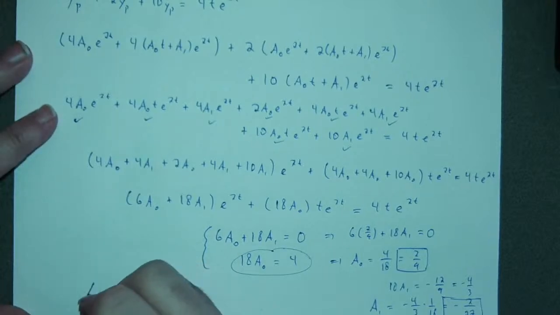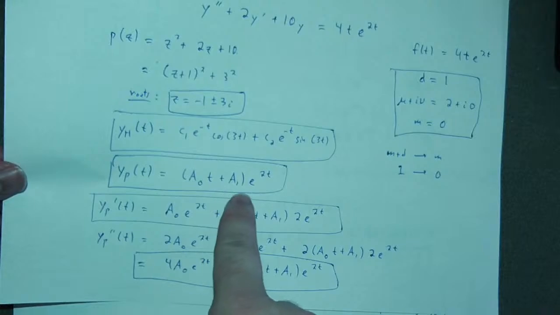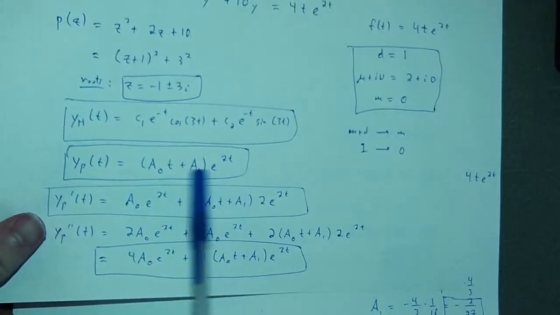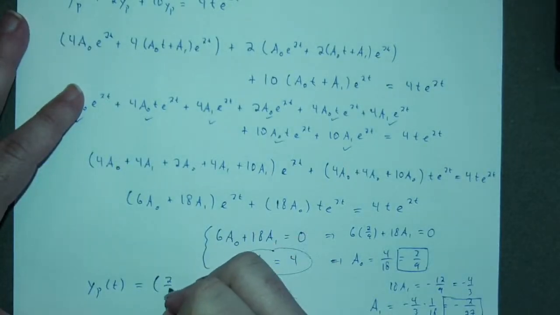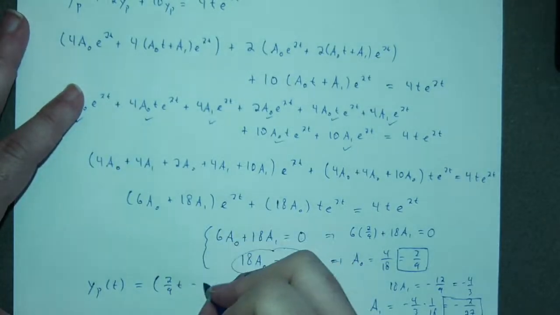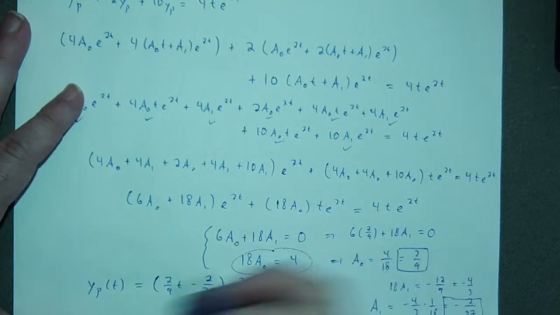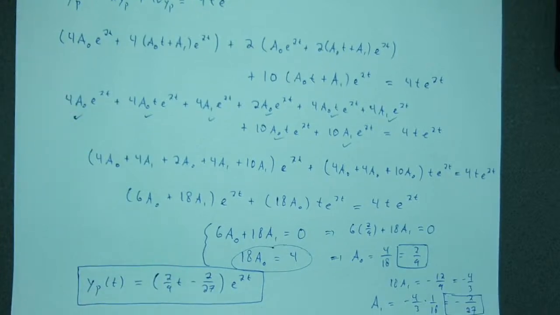And thus, our particular solution, y sub p of t, is, remember this was a naught t plus a1 e to the 2t, sorry. It's this thing. So this would be 2/9 t minus 2 over 27 times e to the 2t. This is our particular solution.